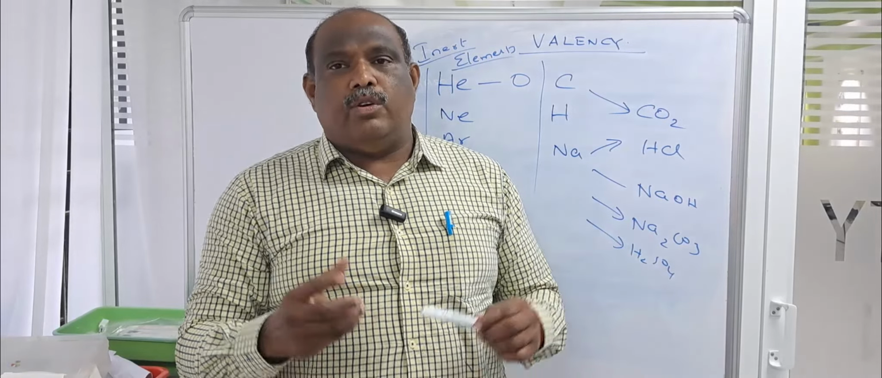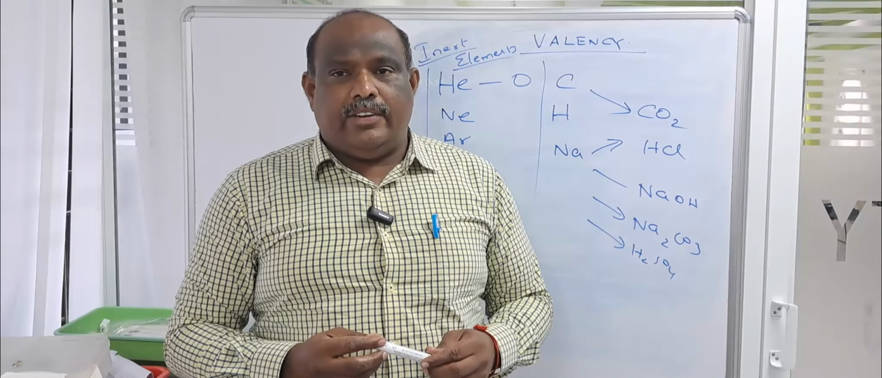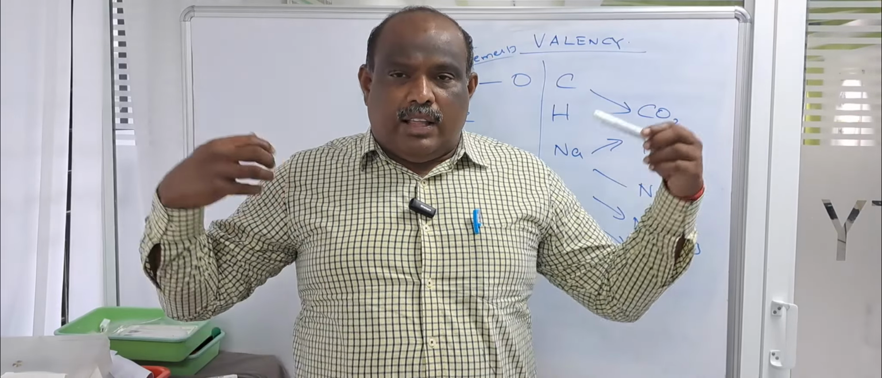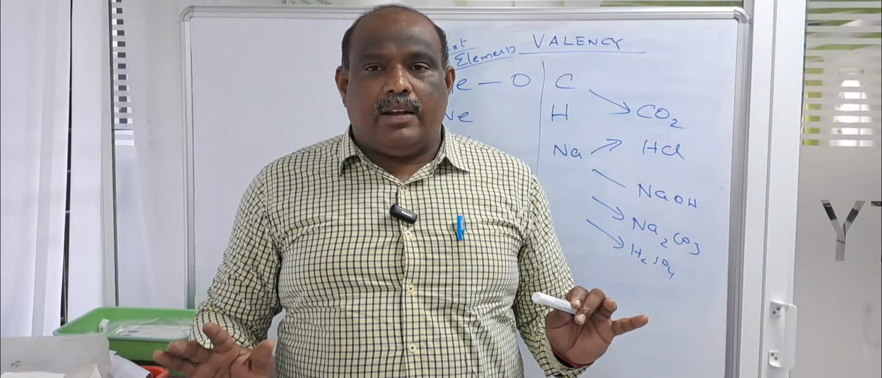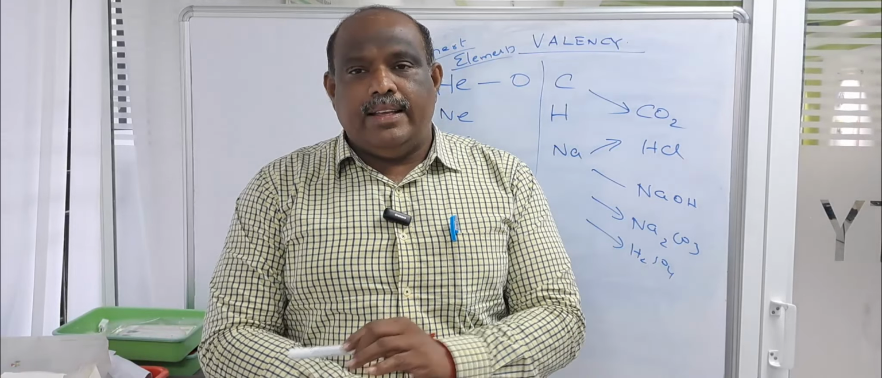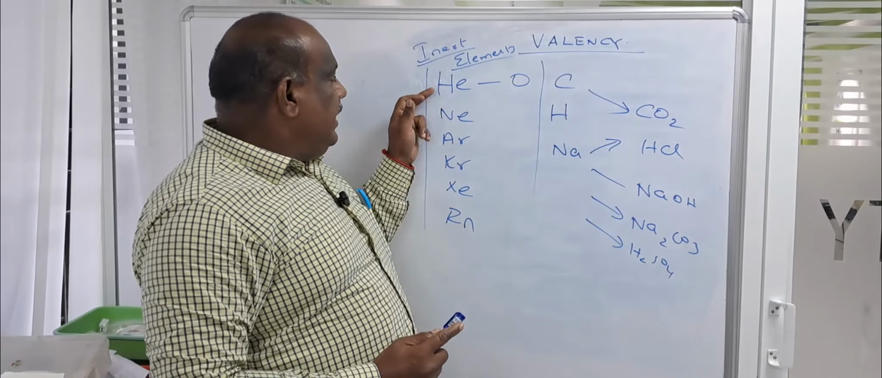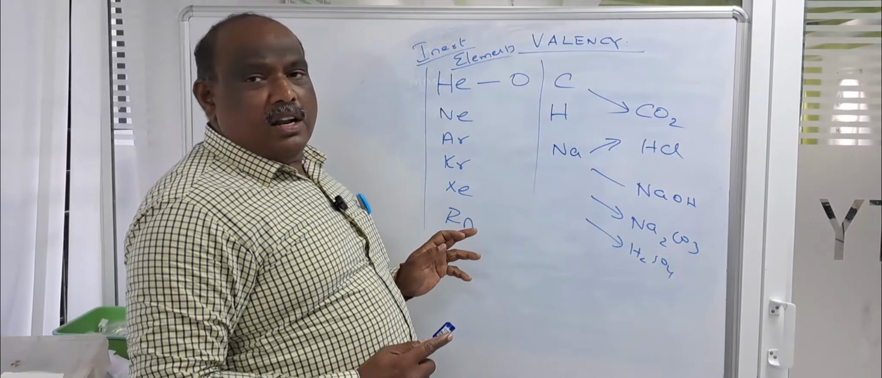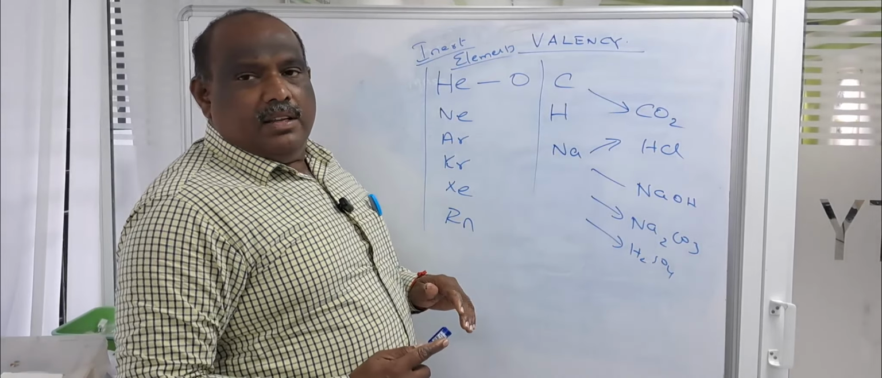Even if I am going to slightly scold, if you are going to cry, then you are highly reactive. Inert means that whatever the extra pressure or temperature, the element will not react. It is quite stable. That is called inert. So helium, neon, argon, krypton, xenon, and radon are called rare elements, or we can call them inert elements.